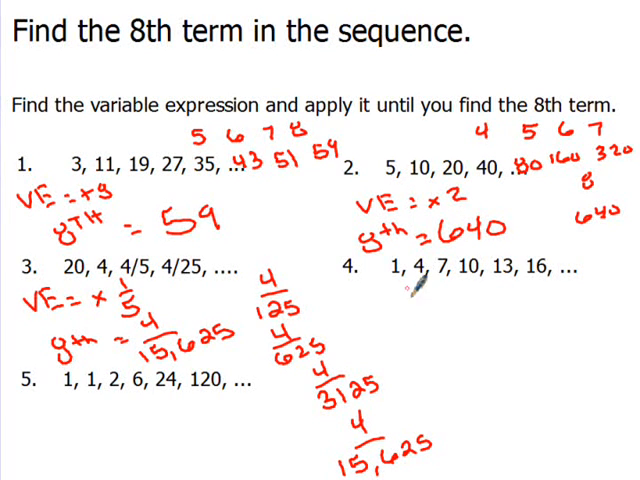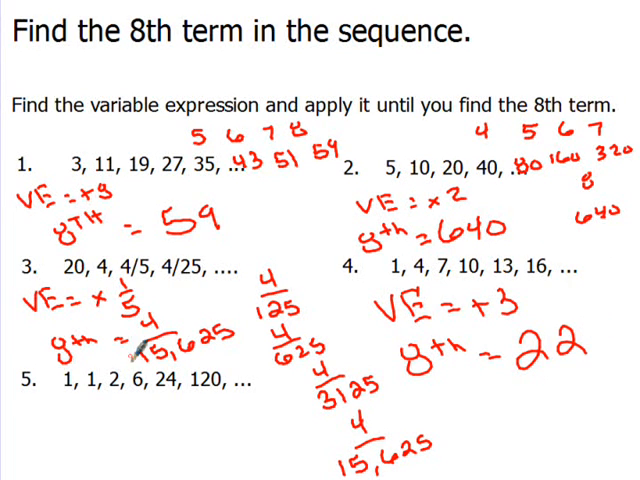Alright, over here, it looks like we're adding 3 each time, so my variable expression is going to be plus 3. So for my 8th term, this is 1, 2, 3, 4, 5, 6. So the 7th term will be 19, and the last one, the 8th term, will be 22.